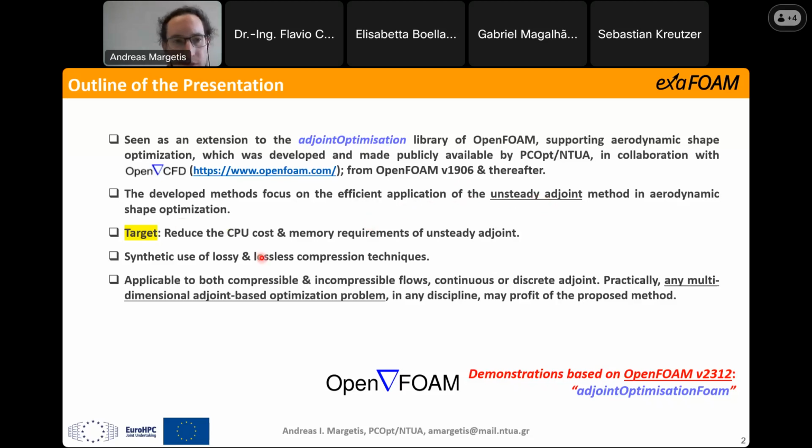Our target is to reduce both the computational cost and the memory requirements of the Unsteady Adjoint method using lossy and lossless compression techniques. Although the developed techniques that you will see here today are demonstrated using continuous adjoint in incompressible cases, the methods can equally well be used with both compressible and incompressible flows using either the continuous or the discrete adjoint formulation. Practically, anyone working with unsteady, multidimensional adjoint-based optimization problems may profit by the presented techniques.